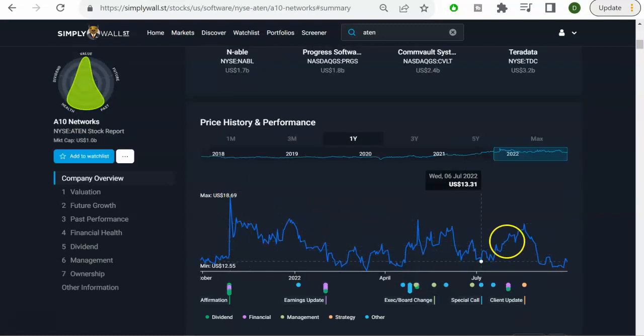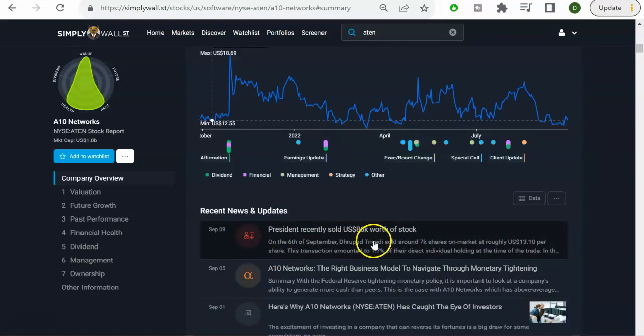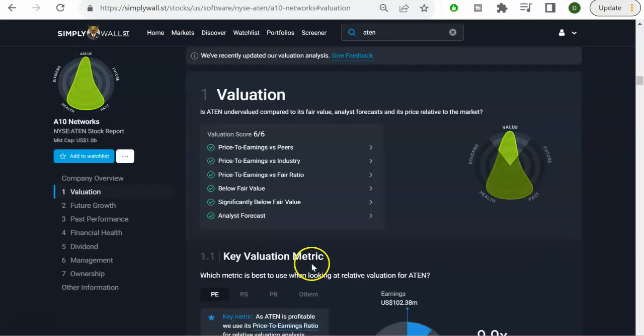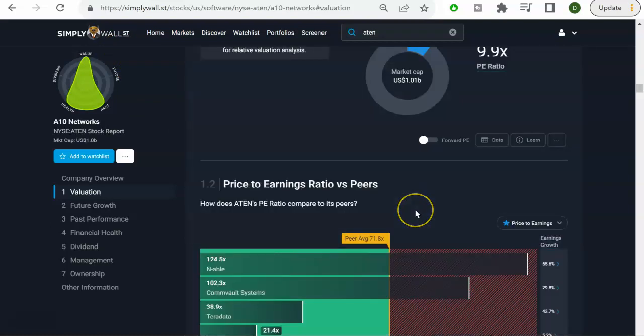Yeah, there's definitely a downward trend to this stock. And the president recently sold $86,000 worth of his stock. This is a cheapy stock, remember. By the way, this is Simply Wall Street. I like the graphics on here. The valuation, 6 out of 6. That's as good as you can get.